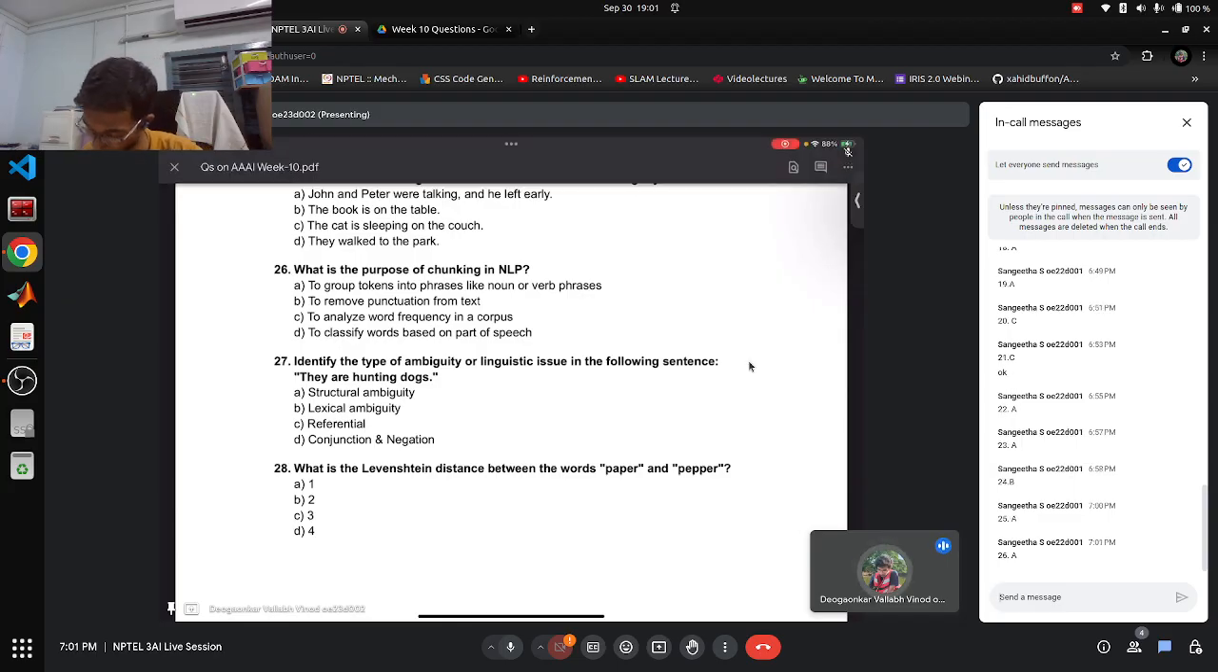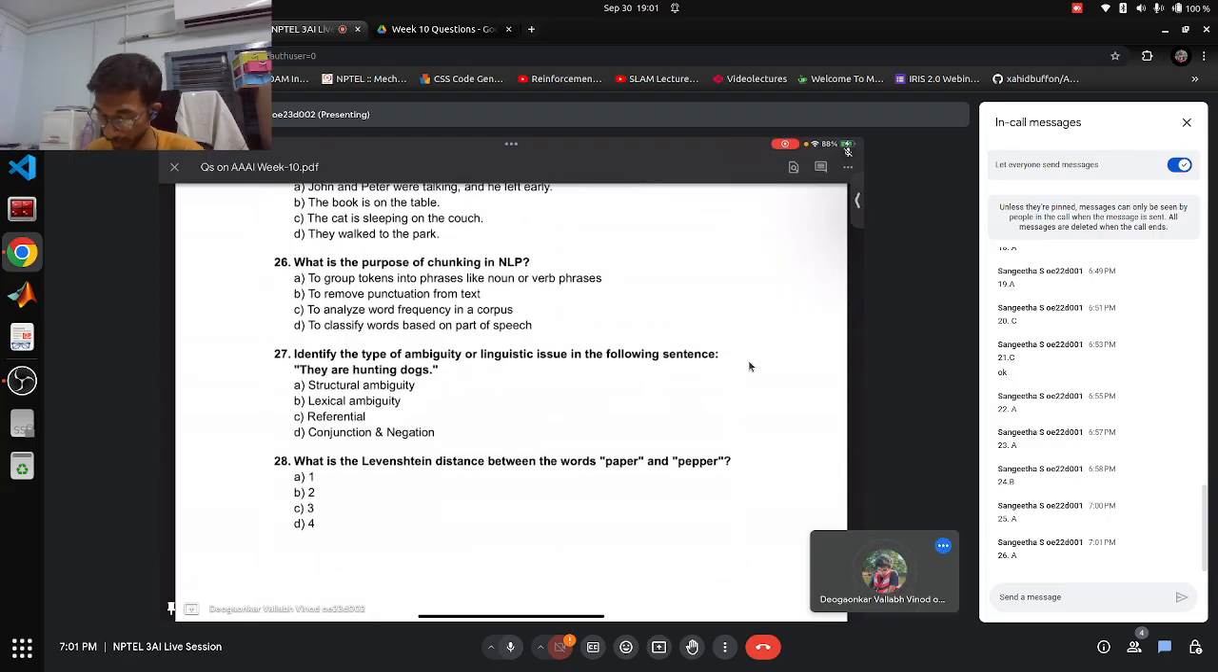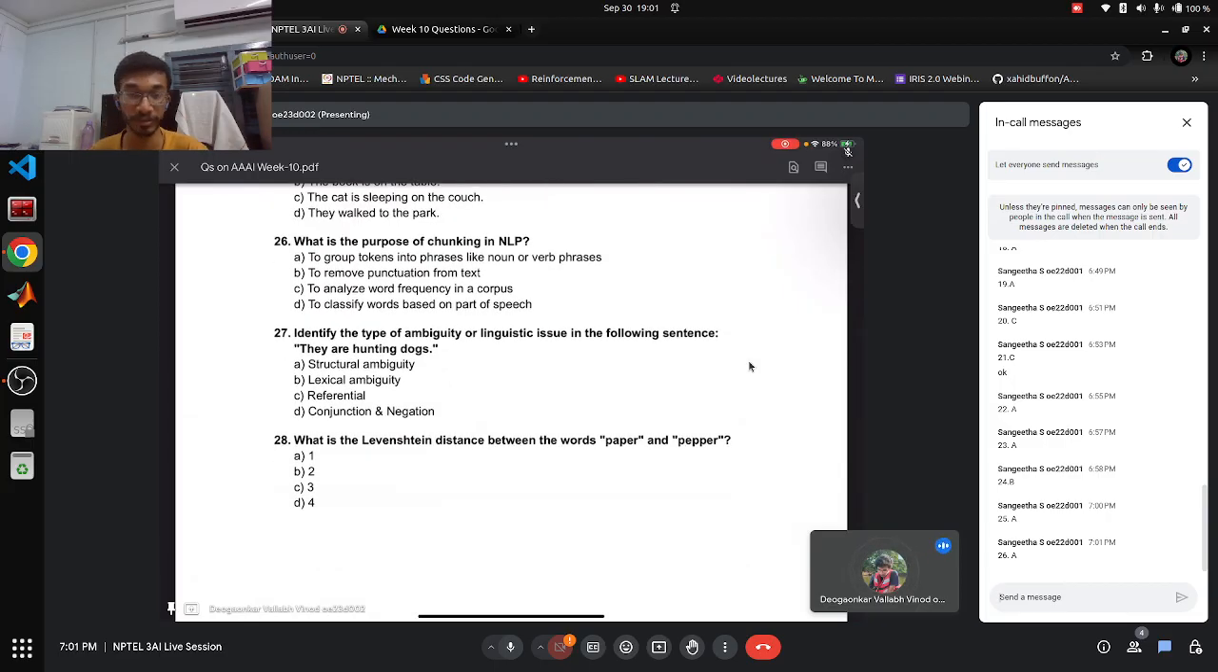So the answer for the 26th is, what is the purpose of chunking? The idea is to group tokens into phrases like noun and verb phrases. This is more important if you want to basically classify the subject and object parts of the sentence. So that is where chunking is used.